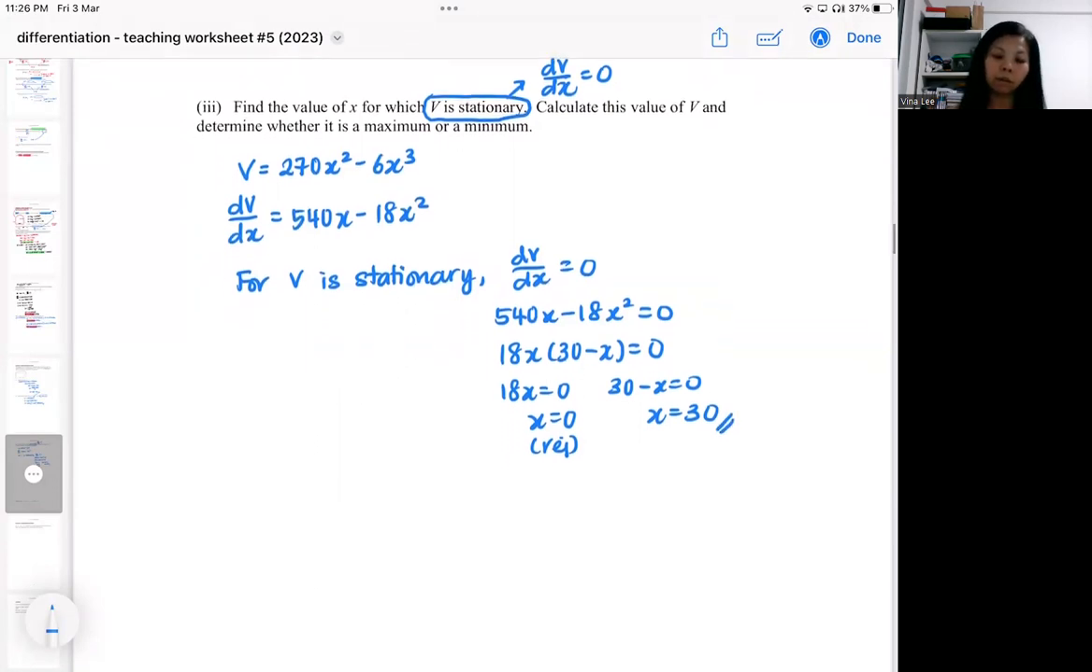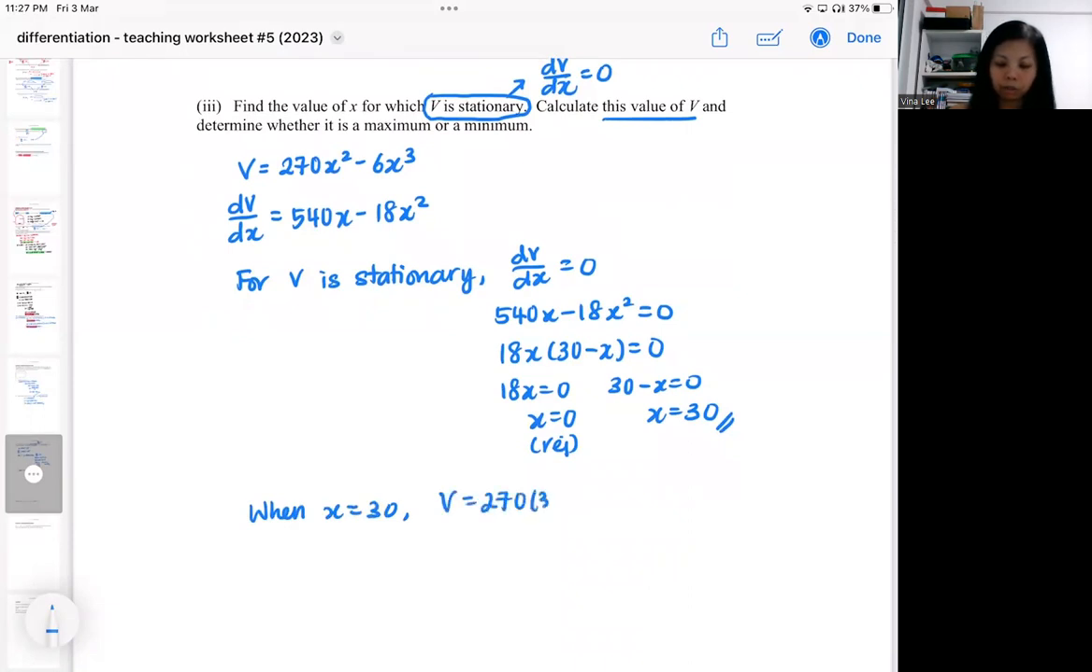Then you are going to calculate the value of the volume. Using this x value, you can calculate the volume. Return it back to the volume formula. It's quite easy. So that will be the volume.